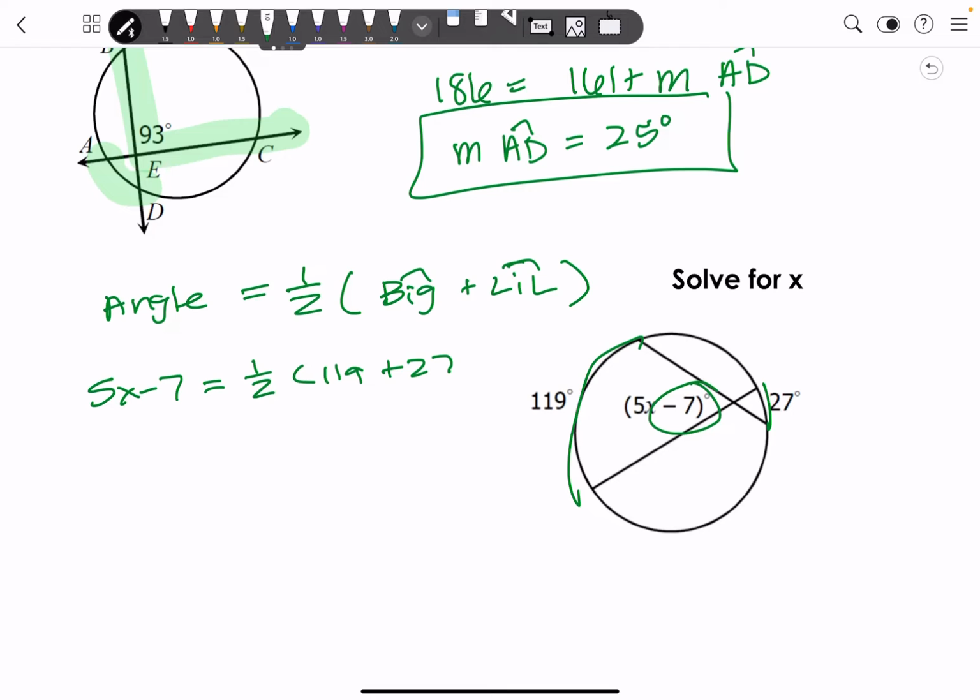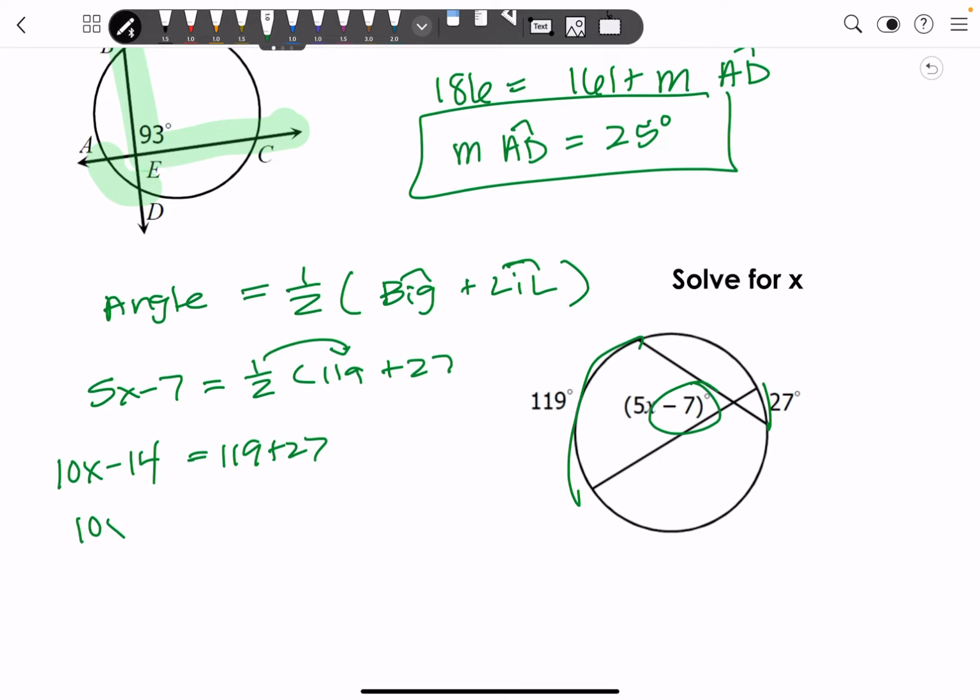You can multiply both sides by 2 and get rid of that half. Or you can apply that half to the 119 plus 27. Honestly, you do whichever way works best for you. I'm going to show you both ways. This is if I distributed that 2, and I'm sorry, multiplied it by that 2.